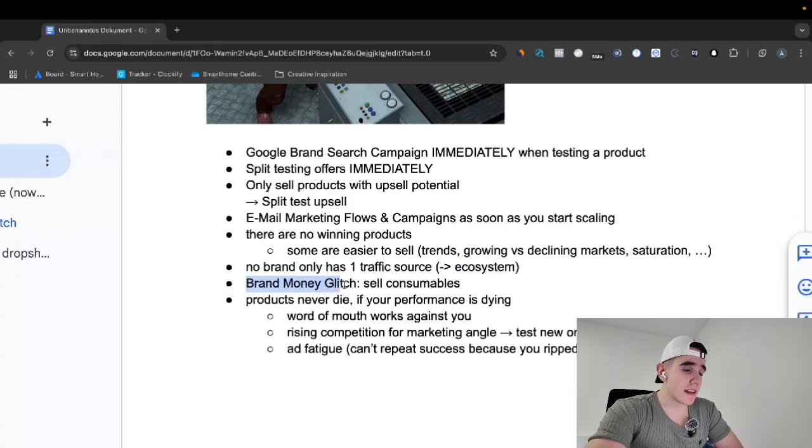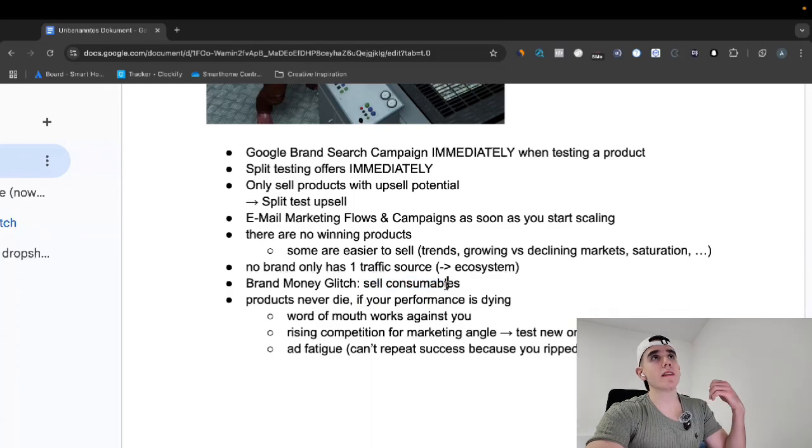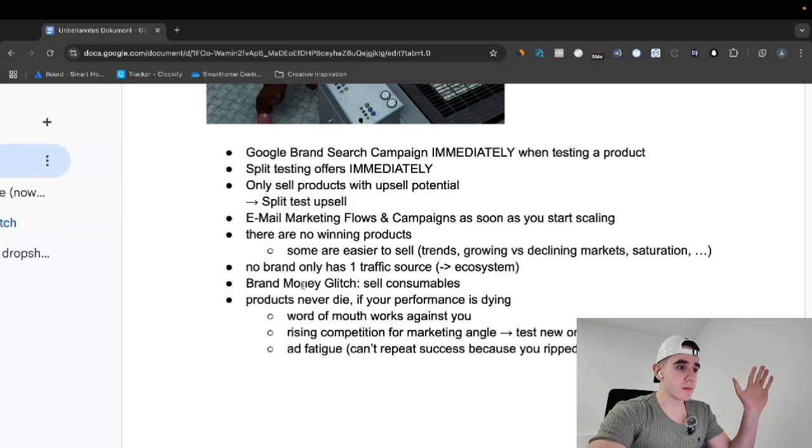Next, brand money glitch, sell consumables, all right? Sell products that people just have to buy again to keep using them, right? This is just the easiest way to maximize lifetime value of each customer when doing e-commerce, is just selling consumable products. And that doesn't even have to be something that you eat or drink. So it doesn't have to be supplements. It could also be nose strips. It could also be makeup, whatever, right?